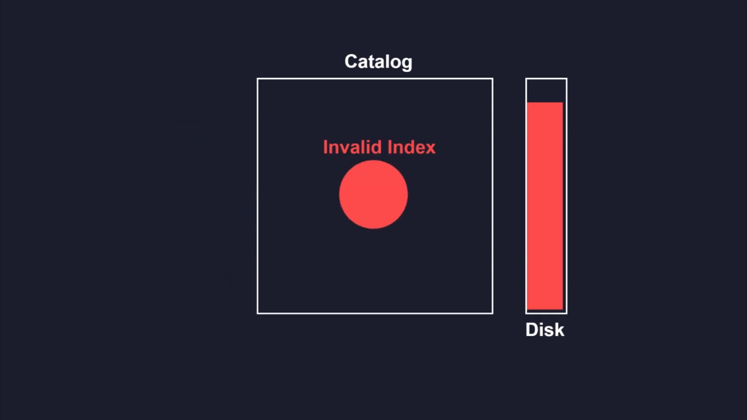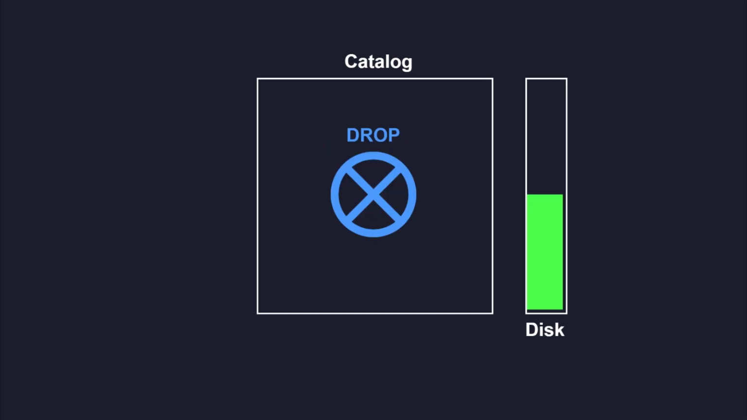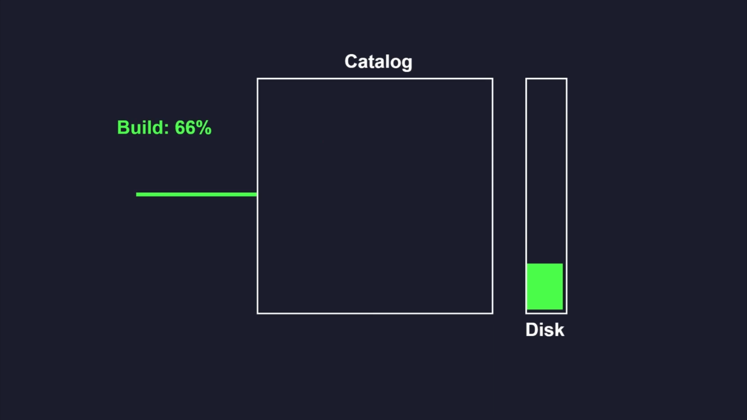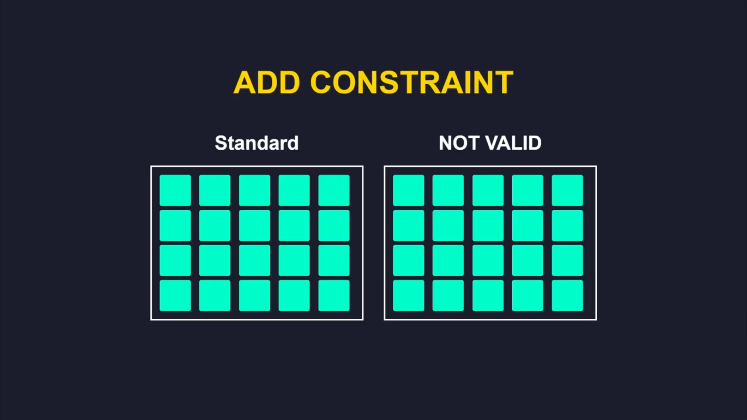If a concurrent index build fails, it leaves behind an invalid index entry that still consumes disk space and slows down catalog lookups. You must manually drop the invalid index before attempting the concurrent build again.